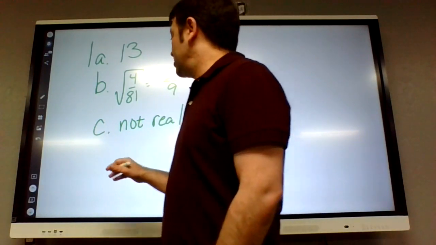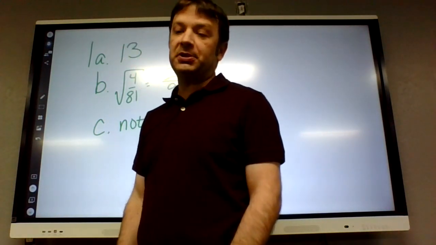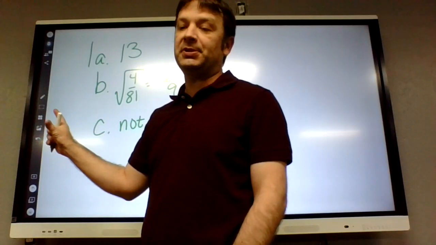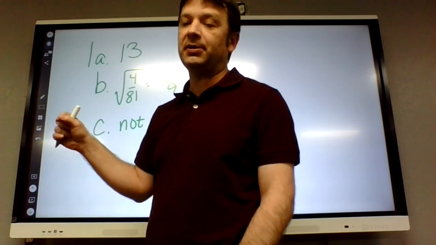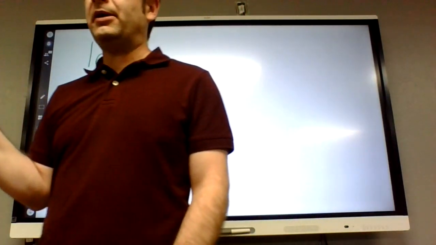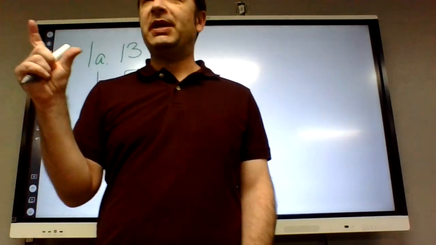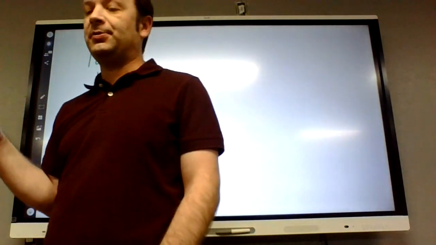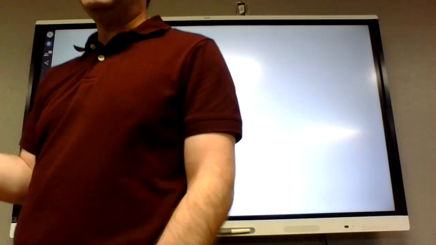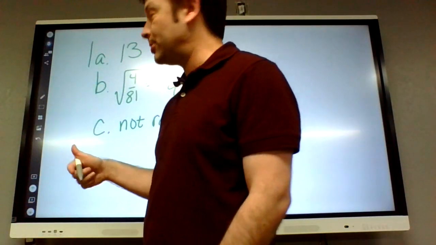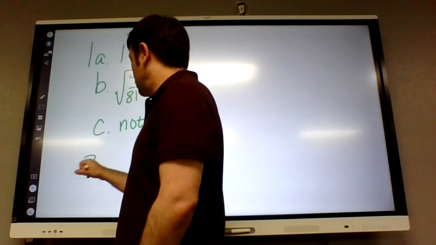Okay, number 2, you could just do a calculator. 2 is just cube roots instead of square roots, but you can use a calculator. Does 2a have a real solution? Yes, because you can have a cube root of a negative, because 3 negatives do multiply to get negative. So 2a is real. There is a number.